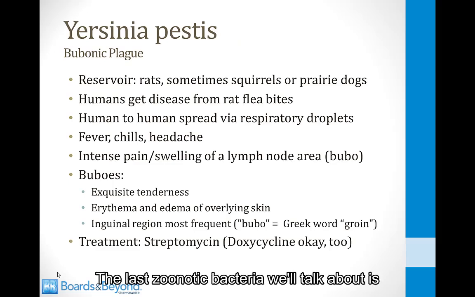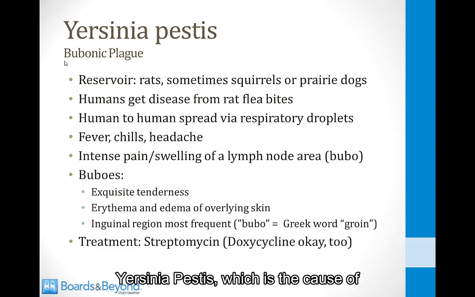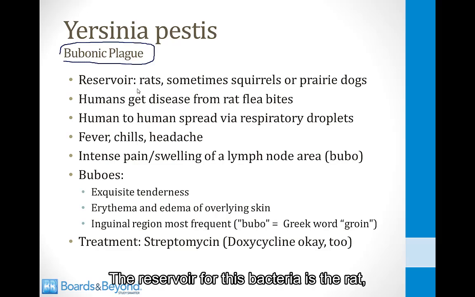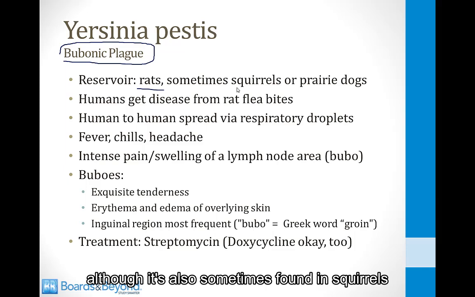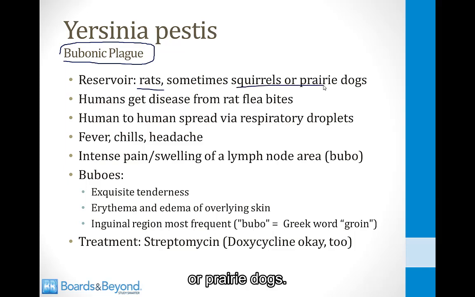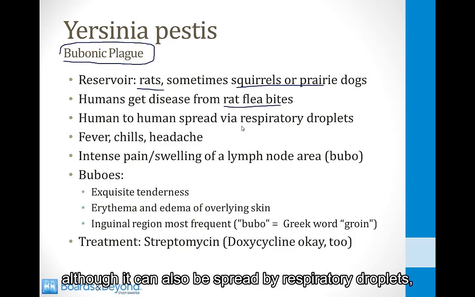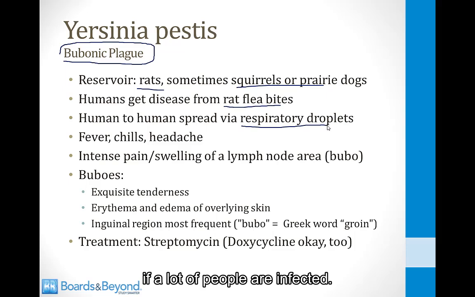And the last zoonotic bacteria we'll talk about is Yersinia pestis, which is the cause of the bubonic plague. The reservoir for this bacteria is the rats, although it's also sometimes found in squirrels or prairie dogs. Humans usually get disease from a flea bite of a rat, although it can also be spread by respiratory droplets if a lot of people are infected.